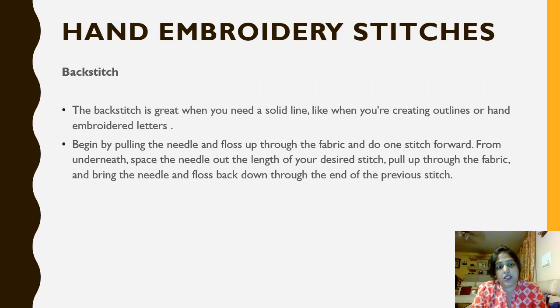Backstitch. Backstitch is great when you need a solid line, when you are creating outlines or hand embroidered letters. Begin by pulling the needle and floss up through the fabric and do not stitch forward. From underneath, space the needle out the length of your desired stitch. Pull up through the fabric and bring the needle and floss back down to the end of the previous stitch.